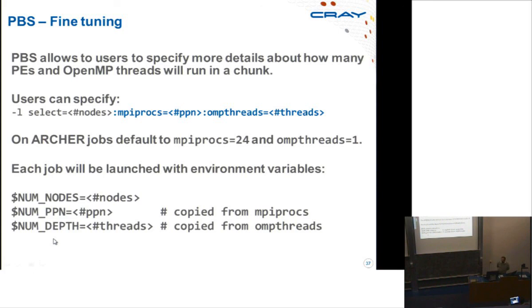Okay, so the question was, what happens if you give invalid ones? My understanding was that it shouldn't make a difference, but we'll check that. We'll make sure that that works or doesn't work. You should at least be able to give it 48 MPI procs per node. Also, we're going to set two other environment variables: num_ppn, which is copied from mpiprocs, and num_depth, which is copied from ompthreads. So you're going to end up with some extra information, but it means that you don't have to do any hacks around qstat to get this information back out.